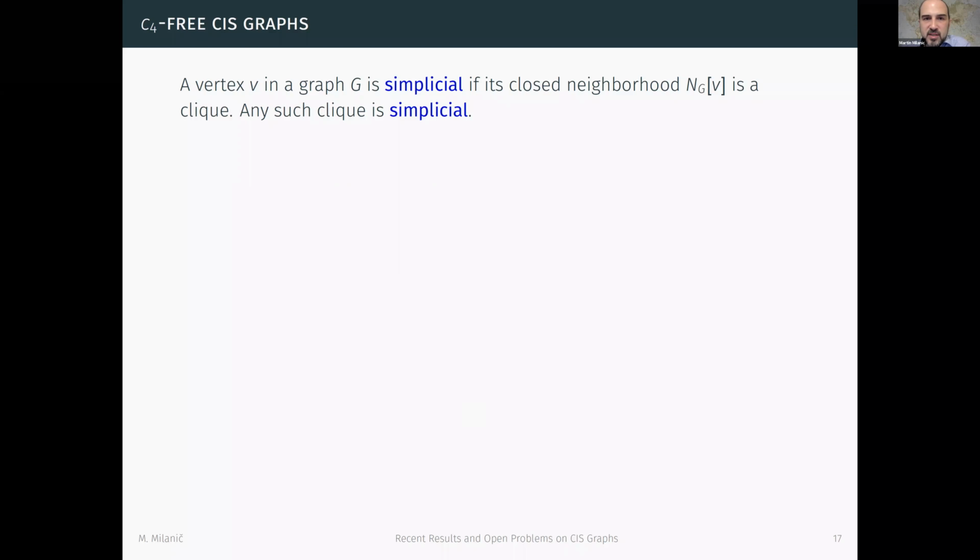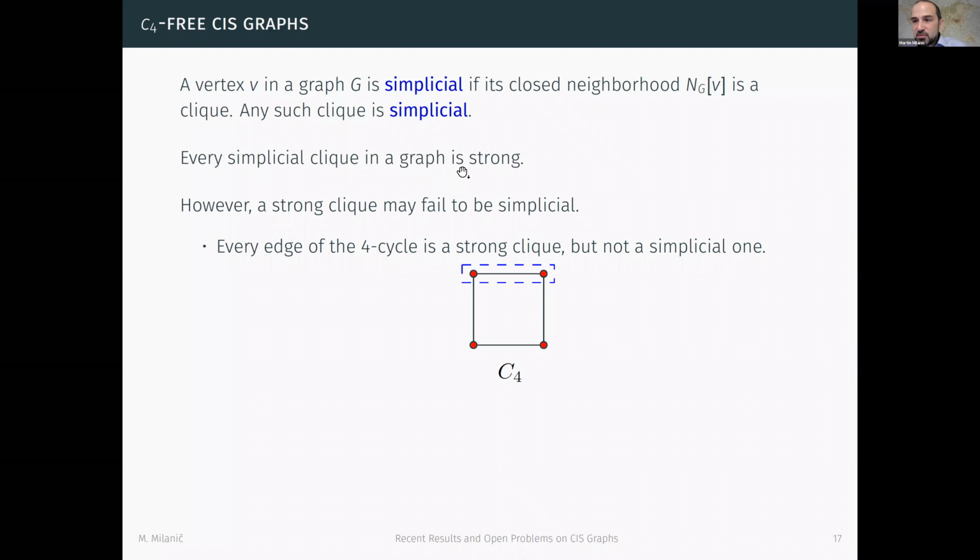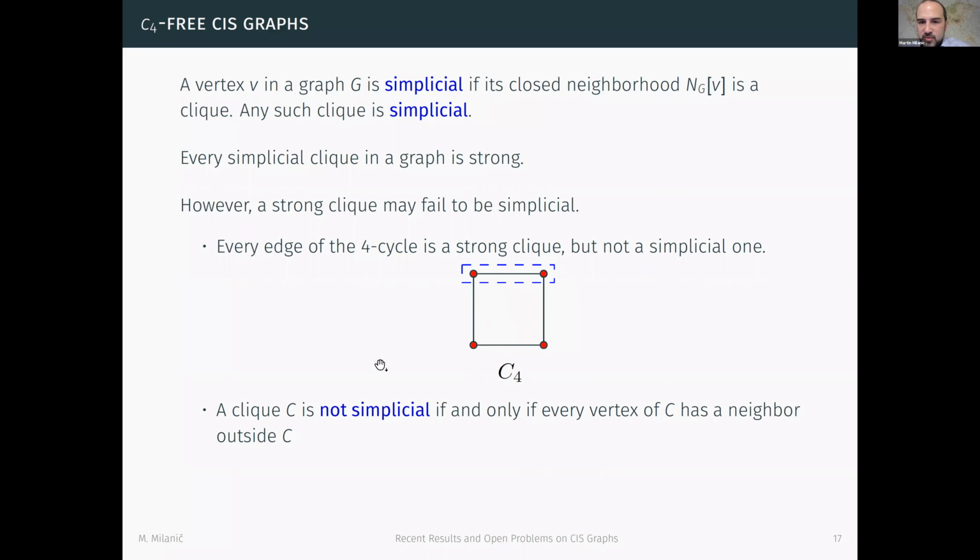We say that a vertex v in a graph G is simplicial if its closed neighborhood is a clique, and any such clique is said to be simplicial. As we already mentioned, it's an easy exercise to see that every simplicial clique in a graph is strong. But the converse may fail. For example, in the 4-cycle, every edge is a strong clique. There are only 2 maximal stable sets, but it is not a simplicial clique. And in fact, the relationship between simplicial cliques and strong cliques can also be observed as follows.